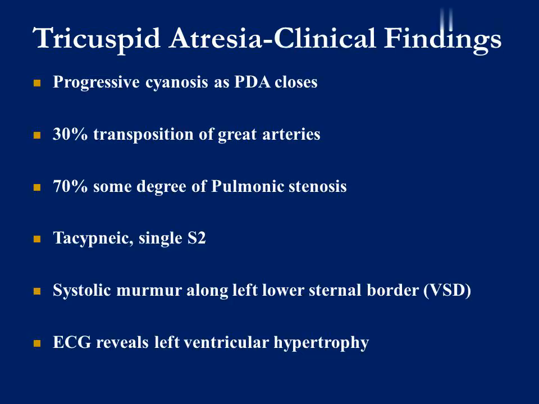53. Tricuspid atresia, clinical findings. Progressive cyanosis as the PDA closes. 30% have transposition of the great arteries. 70% have some degree of pulmonic stenosis. Tachypneic, single S2. Systolic murmur along the left lower sternal border, VSD. ECG reveals left ventricular hypertrophy.